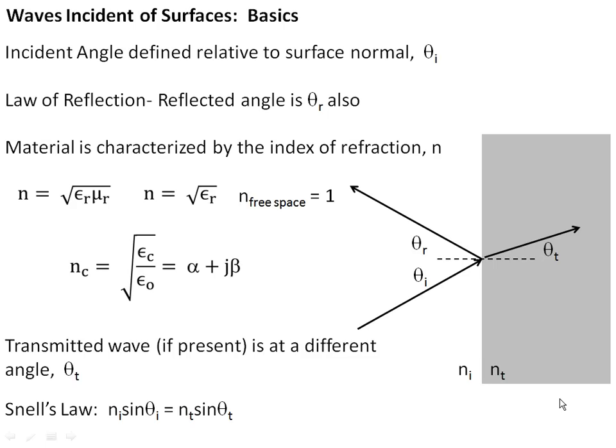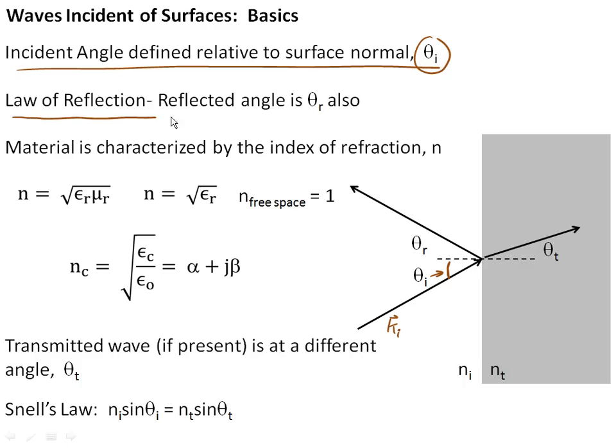So we're interested in waves incident on surfaces, and essentially what we're going to do is assume that there's some incoming wave with a k vector, k sub i, that's the direction it's coming in, and the incident angle is defined relative to the surface normal, and that incident angle is theta sub i right here, the angle between the dashed line, which is normal to the surface, and the direction of the incoming k vector.